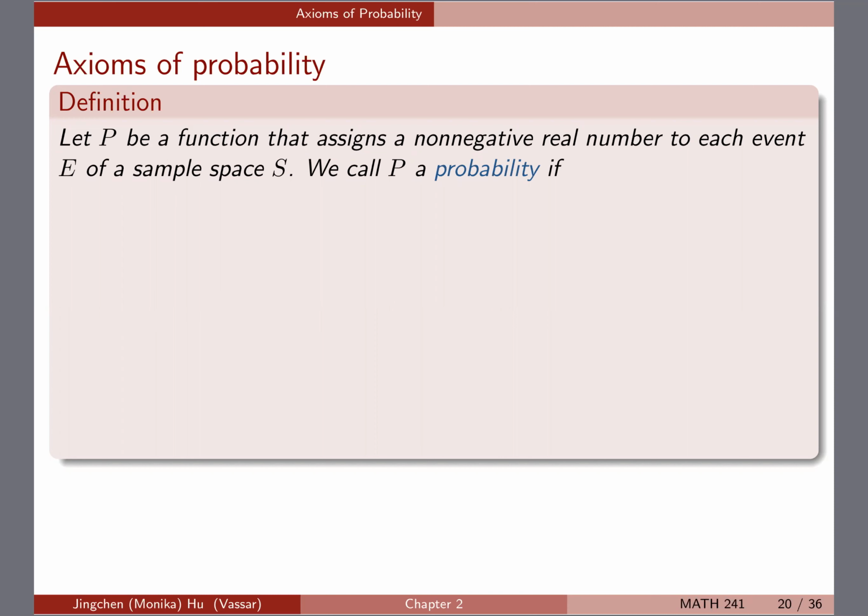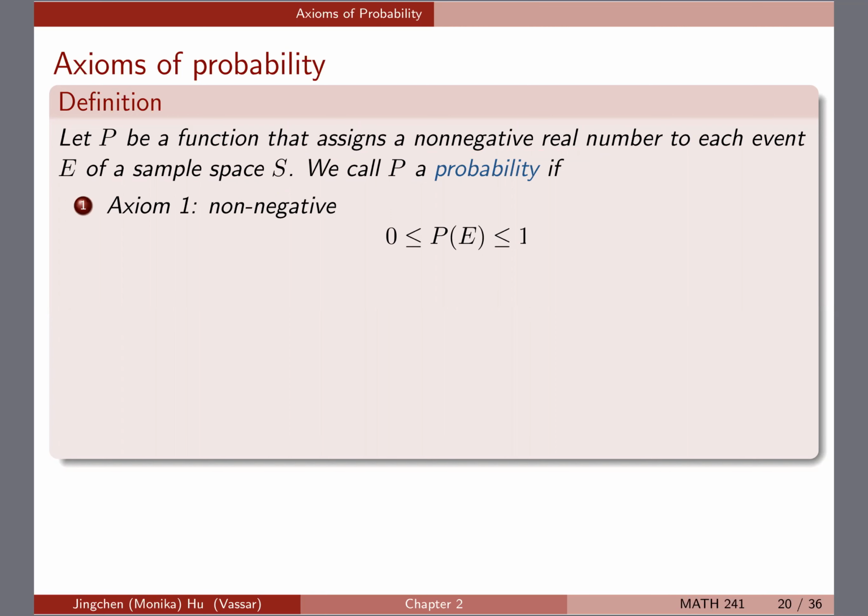Let P be a function that assigns a non-negative real number to each event E of a sample space S. Notice the notation. It will have to be a non-negative real number. This is going to be linked to one of the axioms that we're going to see in a minute. And then we use E to denote the event and S the sample space. Keep in mind that event E is any subset of the sample space S. We're going to call P this function of probability if it satisfies three axioms.